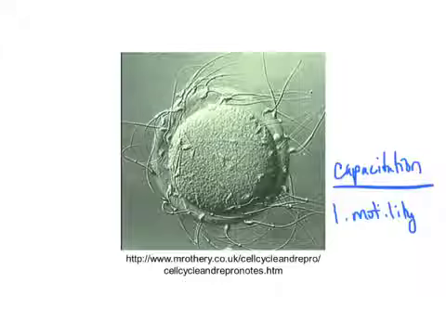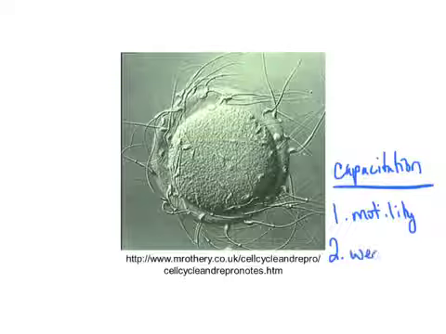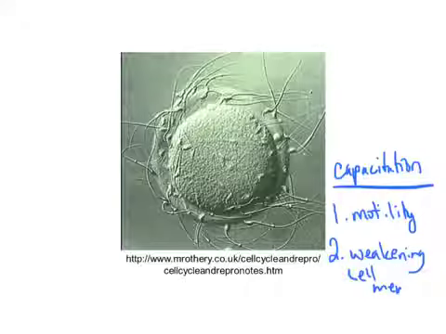The second step in capacitation is a weakening of the cell membrane of the sperm. And this makes it easier for the sperm to dump its acrosomal enzymes on the structures that surround and protect the oocytes. And this actually happens once the sperm enters the female reproductive tract. There's a molecule that inhibits capacitation that's produced by the male, and that molecule gets diluted out once semen enters the female reproductive tract.